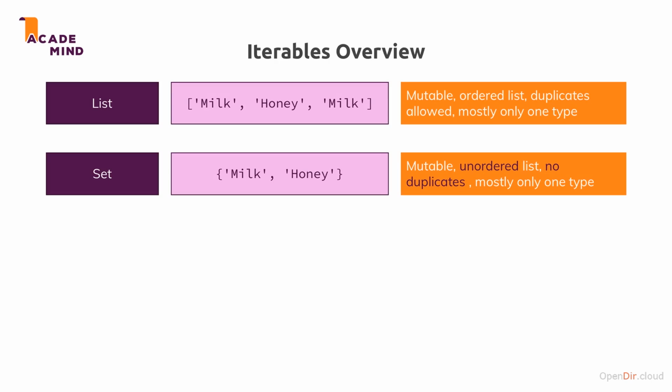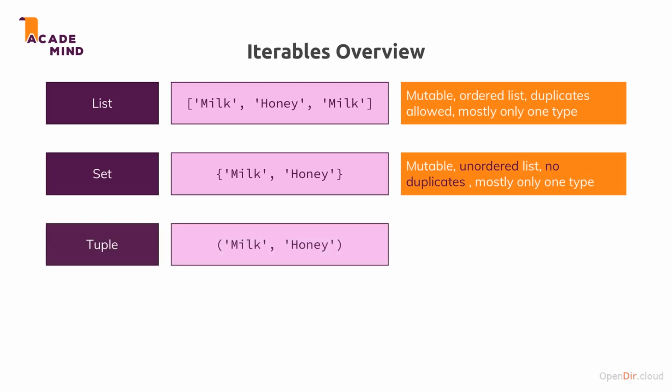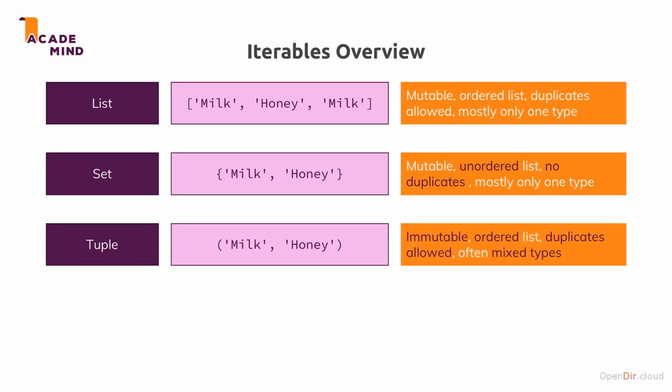So this is great whenever you need to manage any data where you don't want to have duplicates. Mostly, just as with lists, you manage only one type of data, but as with lists, this is no hard requirement. We also have tuples. Tuples are created with this syntax, so with normal parentheses and then with comma-separated values like a list. But the important part here is they're immutable, which means we can't edit them.